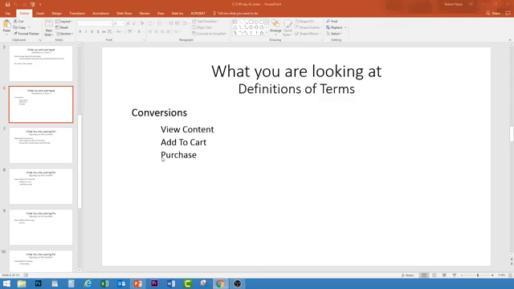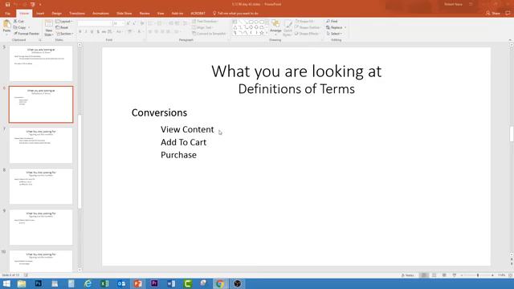And then there are purchase conversions, and ultimately that's what you want. You want people to purchase. You want people to buy from you, right? You want people to come to your store and not only view content, and not only add to cart, but to purchase, to make that end purchase, right? You want the money, right? Otherwise, you wouldn't be having your store.